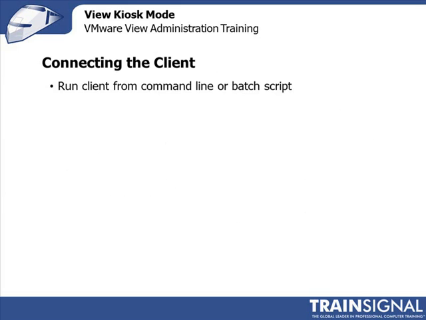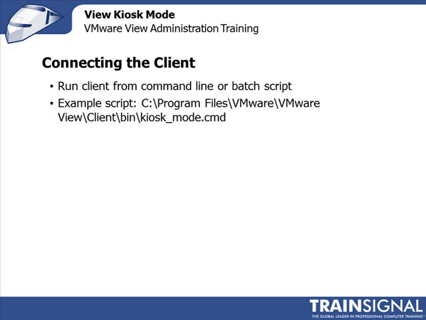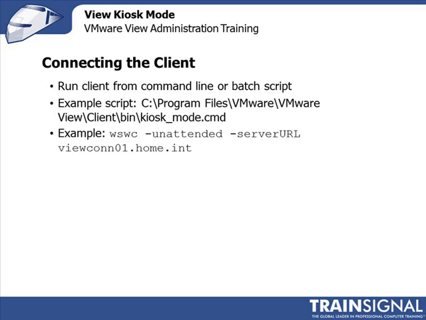Now back on the client side, it's usually best to run the client from a command line or batch script so they can automatically be kicked off, usually through the startup commands. VMware does provide an example script in the installation directory of the View client under the bin directory called kiosk mode cmd.